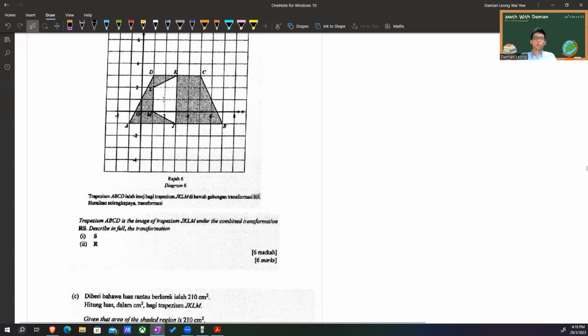So definitely there are two transformations involved here. One, look at the orientation: rotation. The other one is changing size: enlargement. So it's easier to rotate first. RS means S first. So actually, ABCD is the image of JKLM. So I can rotate first. So rotation 90 degrees can go this way. That would be clockwise.